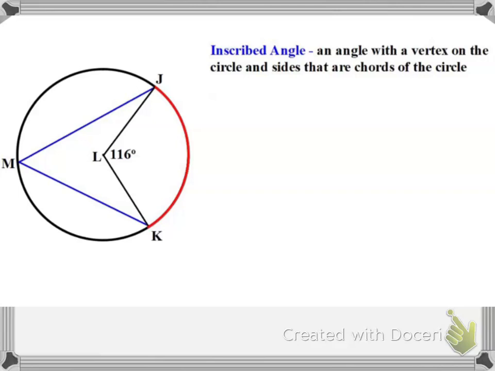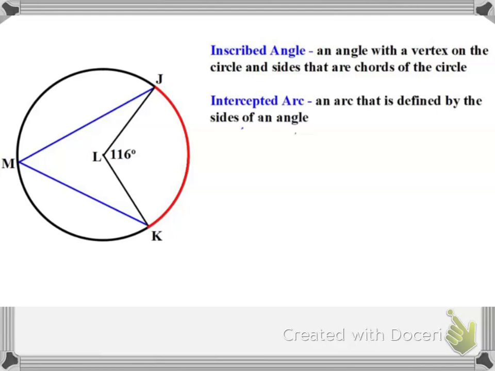JMK is not at the center. This is not a central angle. This is an inscribed angle. An inscribed angle is an angle with a vertex on the circle and the sides are chords of the circle. So our angle JMK is an inscribed angle.